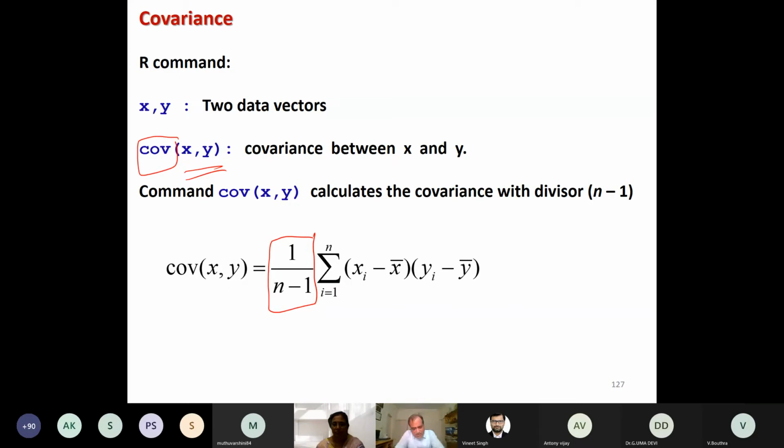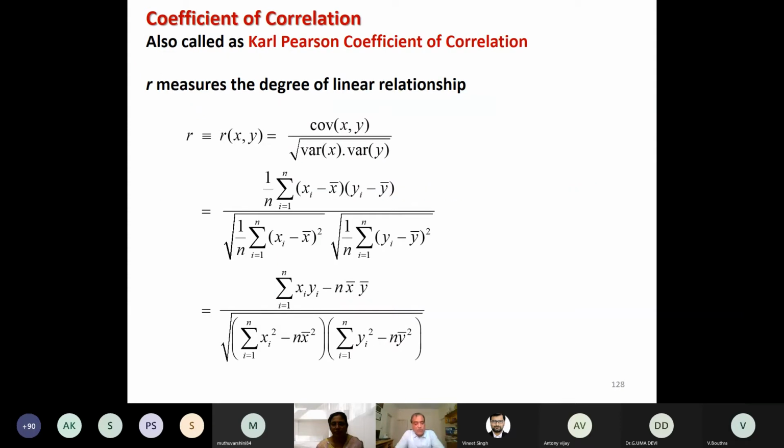But practically that doesn't make any difference, and particularly when you are trying to look into data science, the data is going to be huge. So 1 upon n or 1 upon n minus 1 will not make much difference. Okay. So now the question here is this: this covariance is lying between minus infinity and plus infinity.